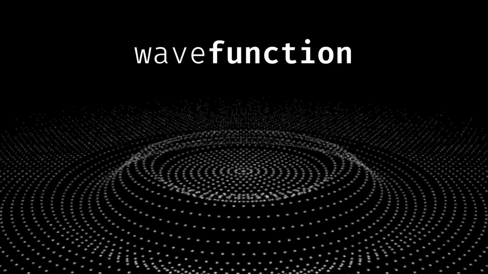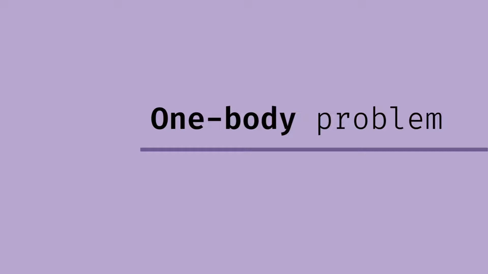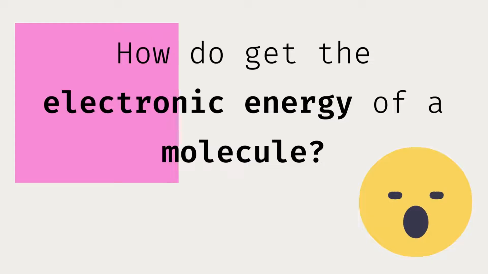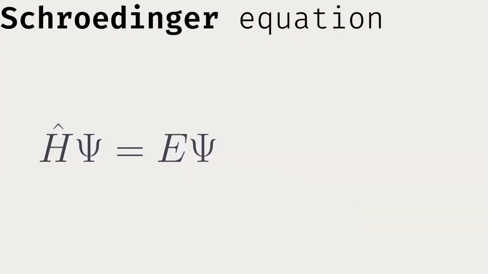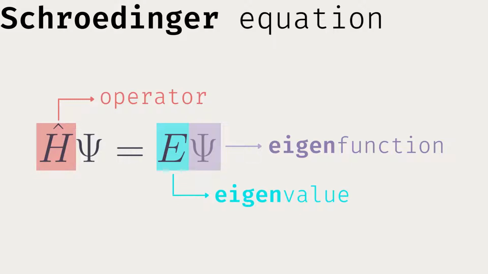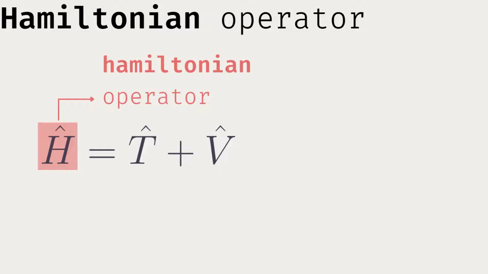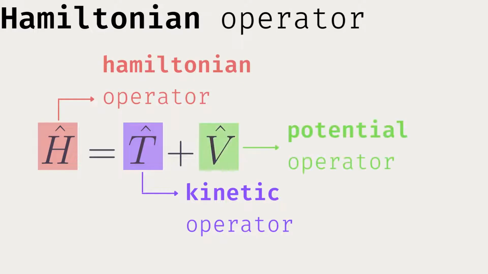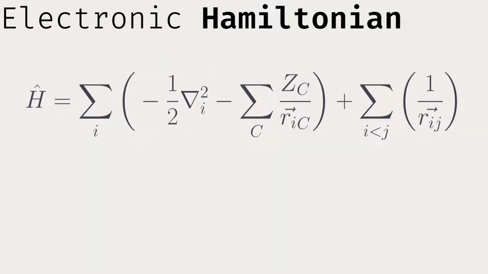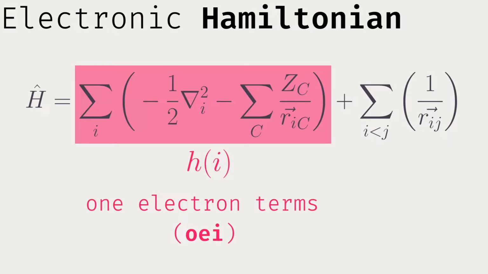The first problem we will look at to understand how to obtain properties by operating on wave functions is the hydrogen ionic atom. To calculate the energy of the system, we need to solve the Schrödinger equation. Here we have the Hamiltonian operator acting on the wave function, which is represented by a psi. The Hamiltonian operator is composed by two other operators, the kinetic energy and the potential energy. By substituting the symbols for the expressions of each of the operators, we obtain the analytic expression of the electronic Hamiltonian operator for the hydrogen problem.